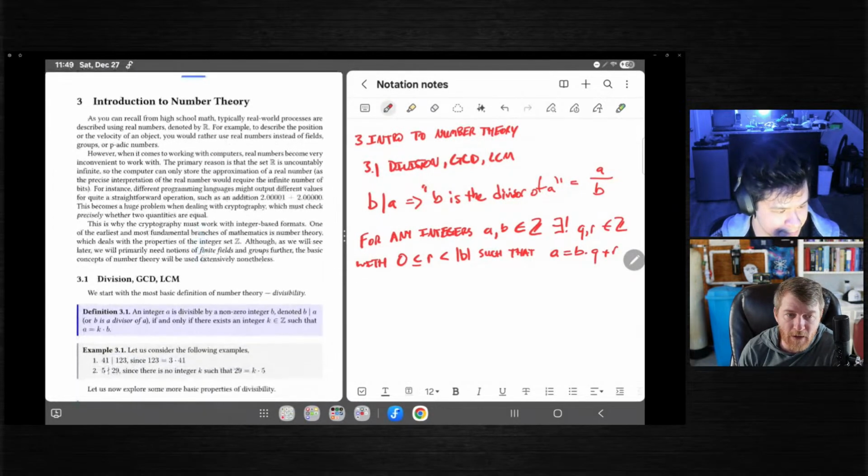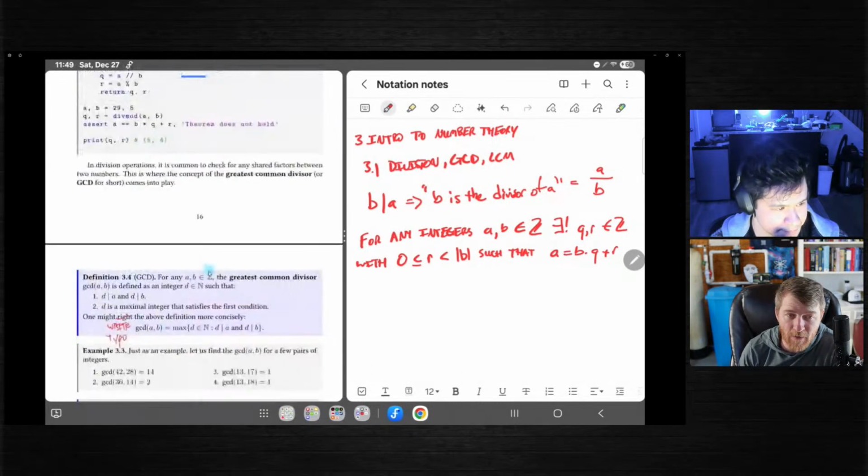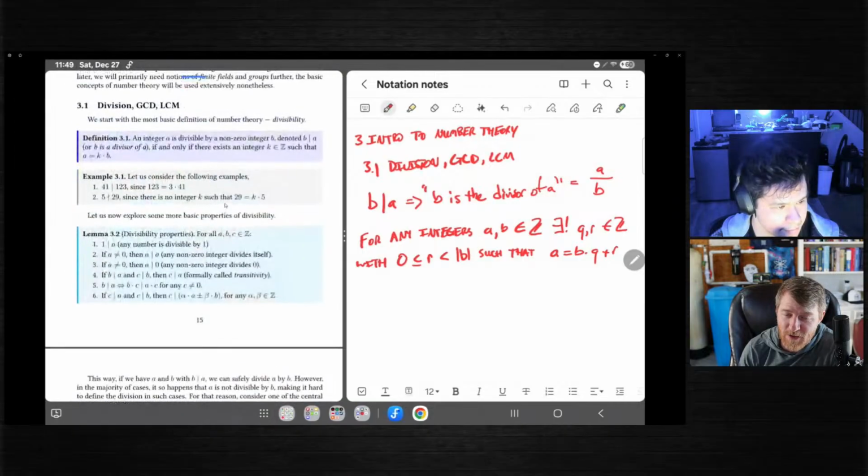Something that was interesting to me, something I ran into, was the concept of machine precision.